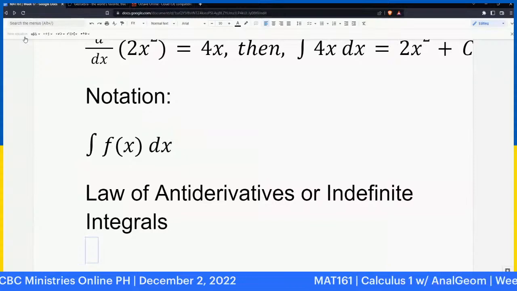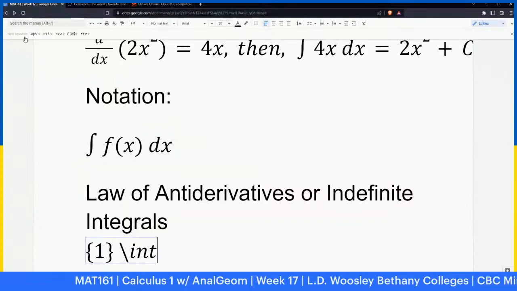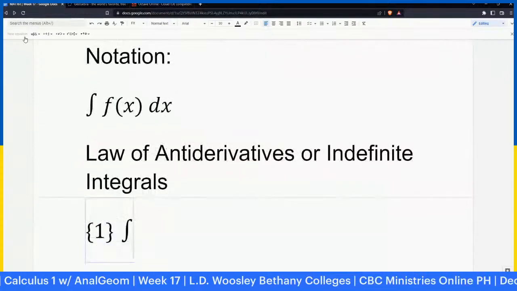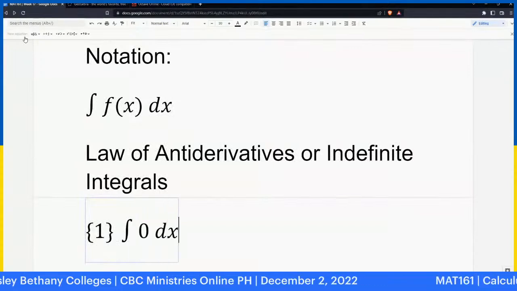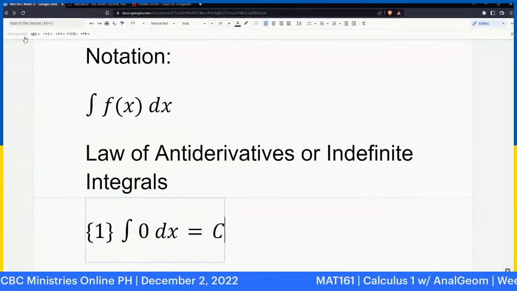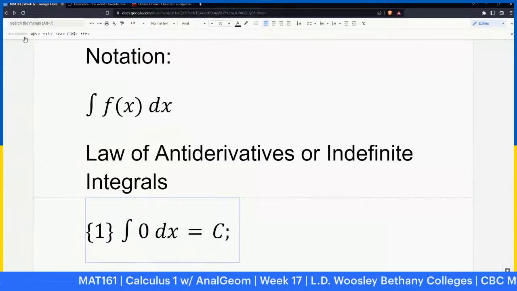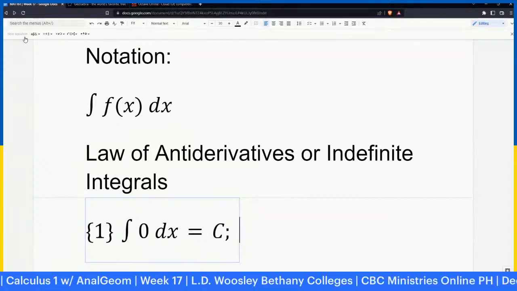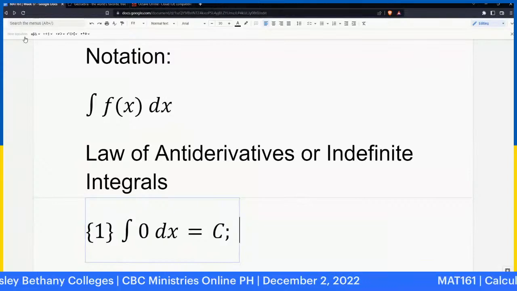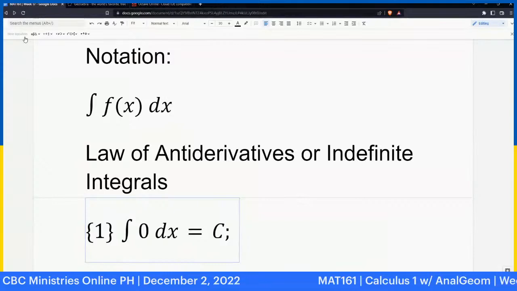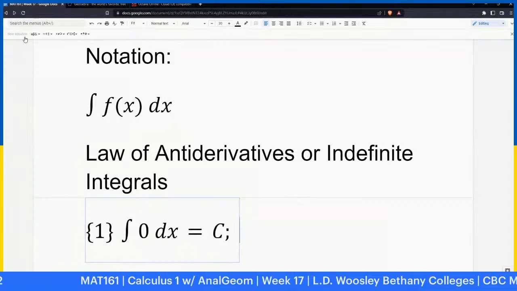Okay, so we have here, say, integral of 0 with respect to x is also a constant. But together with 1, any constant or 0 is a constant. Kasi derivative of constant is 0. Make sense, guys? Therefore, the integral of 0 is constant.